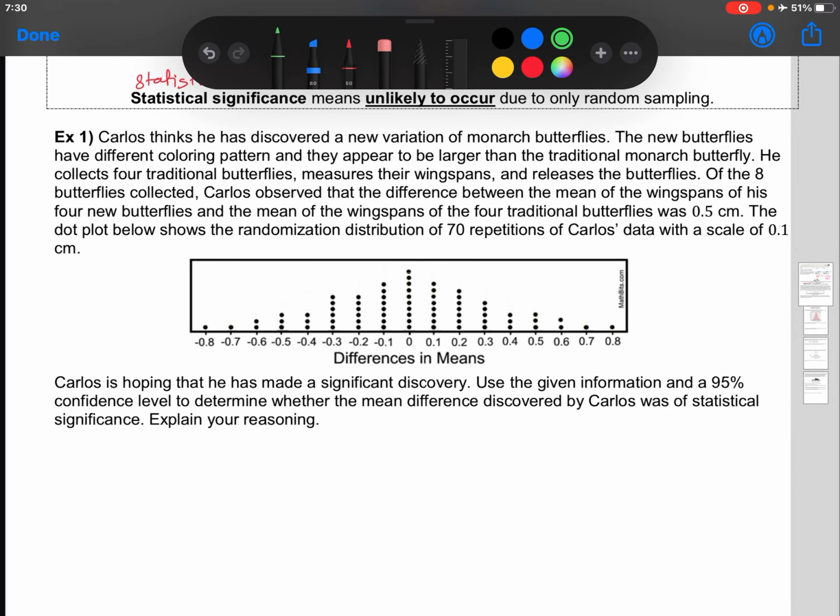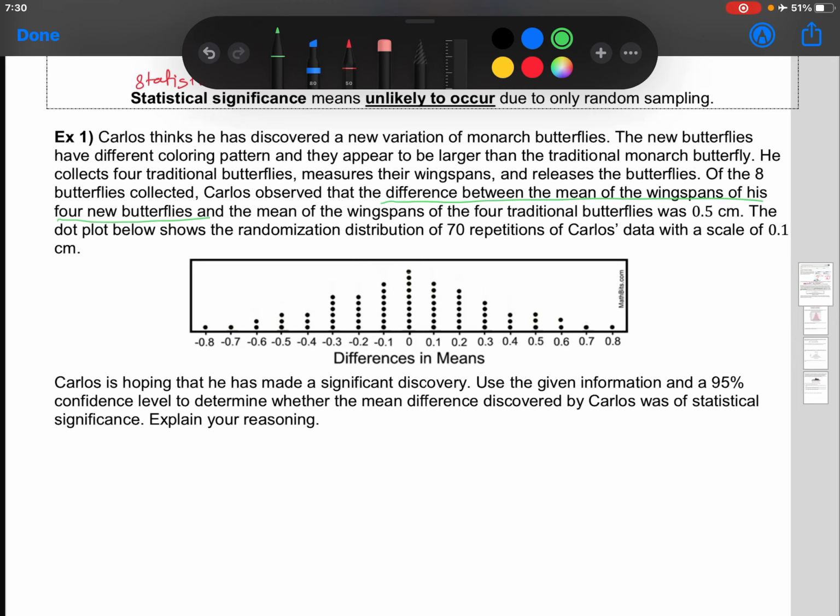Carlos thinks he has discovered a new variation of monarch butterflies. The new butterflies have different coloring patterns and they appear to be larger than the traditional monarch butterfly. He collects 4 new butterflies, measures their wingspans, and releases the butterflies. Of the 8 butterflies collected, Carlos observed that the difference between the mean, that's the keyword, difference between the mean of the wingspans of these 4 new butterflies and the mean of the wingspans of the 4 traditional butterflies was 0.5 centimeter. The dot plot below shows the randomization distribution of 70 repetitions of Carlos's data with a scale of 0.1 centimeter.